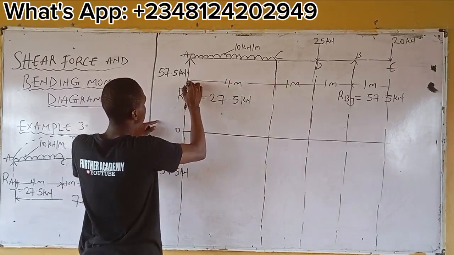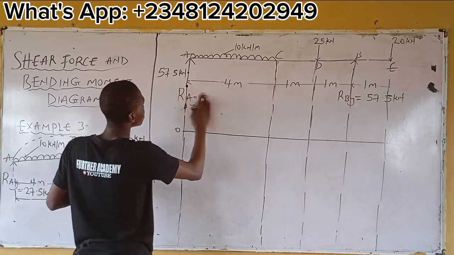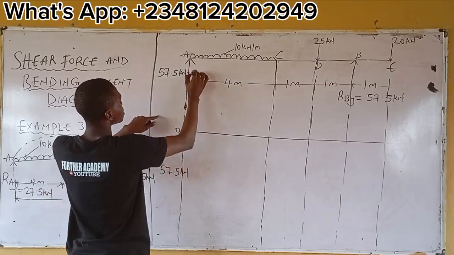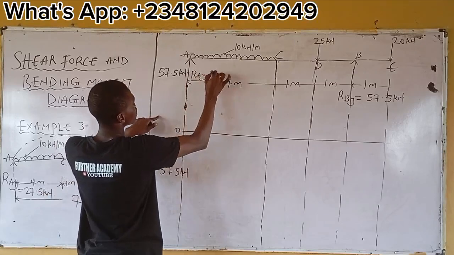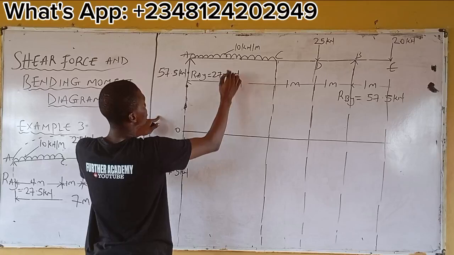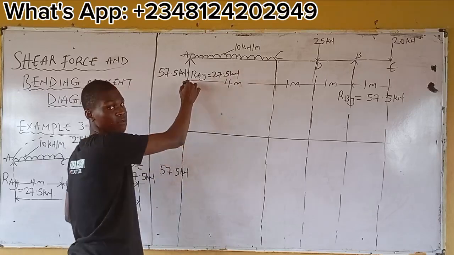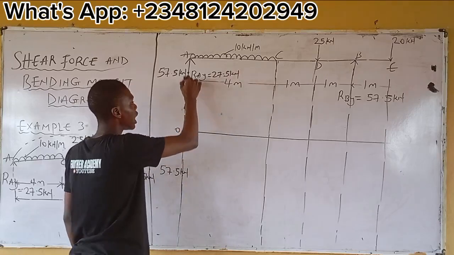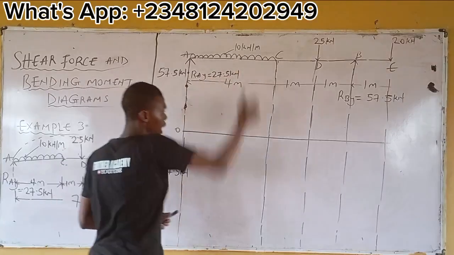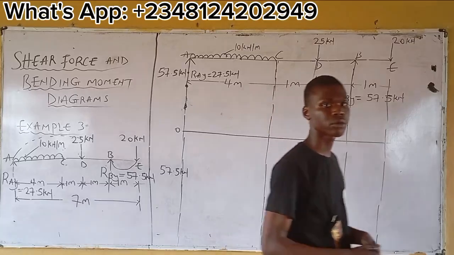Let's say I have it here, this is my RA, 27.5 kilonewton. So I have 27.5 at this point, right? Any other value of shear force at A again? No value. Moving on, at C, how many values do you have?